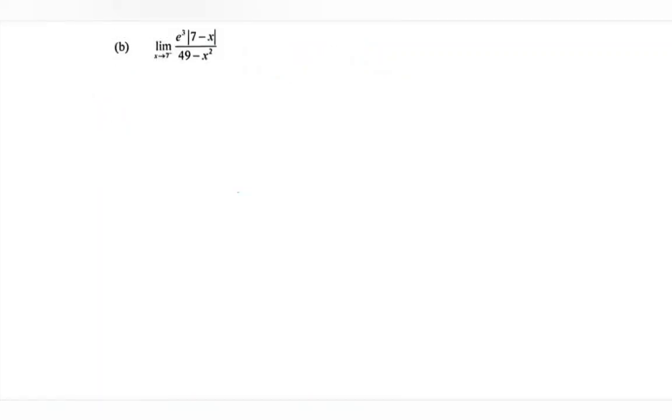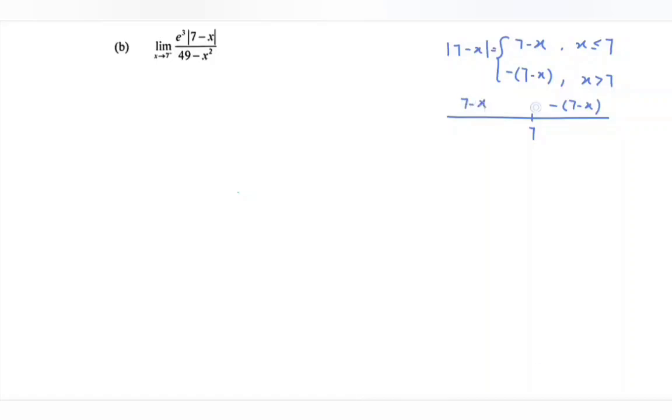Next, kindly refer to b. Limit as x approaches 7 from the left for the function given. Let's define the function. We have modulus of 7 minus x. If we define, we have 7 minus x and we have negative (7 minus x), with the domain x less than or equal to 7, and x greater than 7. So that is the definition. So here we have the 7. If greater than 7, we have negative (7 minus x). If less than 7, we have 7 minus x, including the 7 as well.